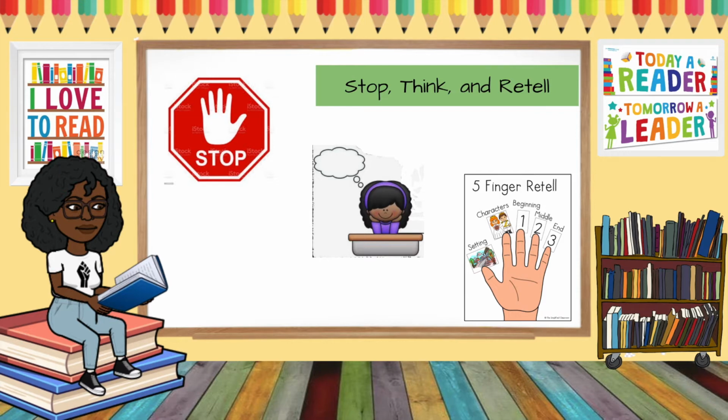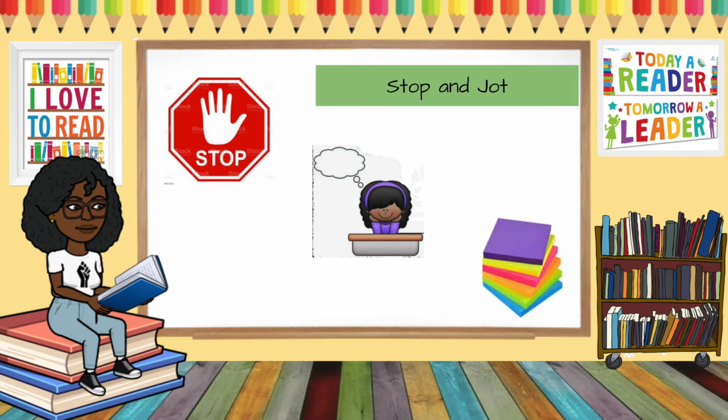One of the tools we learned is stop, think, and retell. If you remember, that's when, after we read a few pages or a couple chapters of our book, we are sure to stop, think about what we have read, and then we are able to retell the details of our story. We should be able to tell the setting or where the story took place. We should be able to retell the characters, and we should also be able to tell what happened in the beginning, middle, and end of the pages that we read.